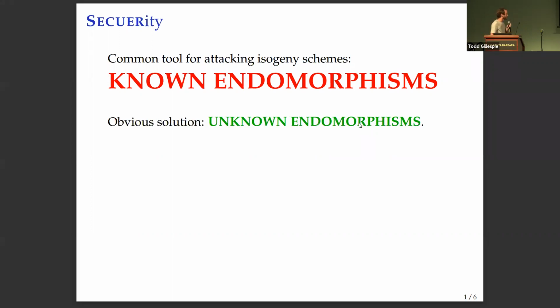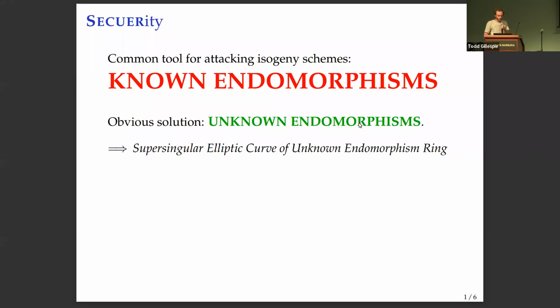Well, the obvious solution to this is you just get rid of the known endomorphisms. You apply unknown endomorphisms, which are green, so that's good. So that's easy, problem solved. Thanks for listening, bye. Well, but that's not going to happen because, okay, let me first say one more thing.